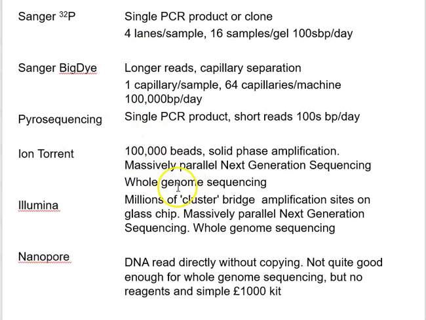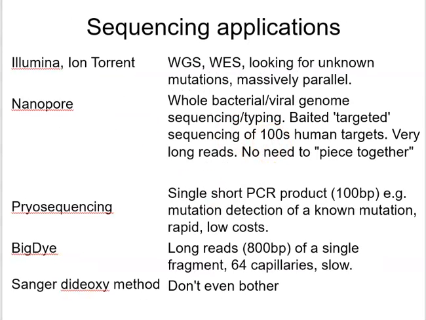There's also Ion Torrent, which is comparable to Illumina. It's the same type of thing, massively parallel next generation sequencing, capable of doing whole genome sequencing. So those are the main sequencing technologies that are available, and this just summarises when you would use them. So Illumina and Ion Torrent you can use for whole genome sequencing and whole exome sequencing, when you're looking for an unknown mutation in a genome. They're fine for that.